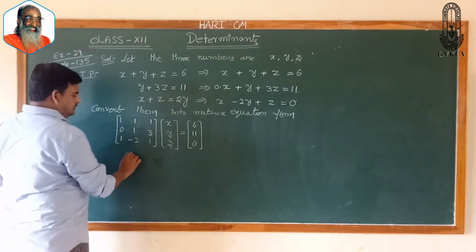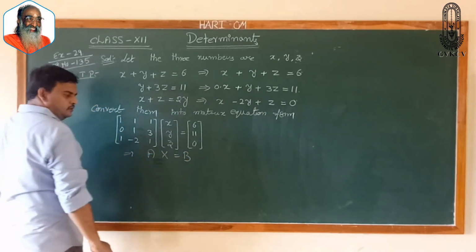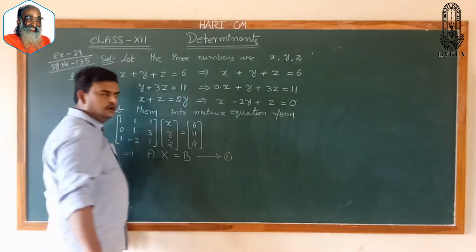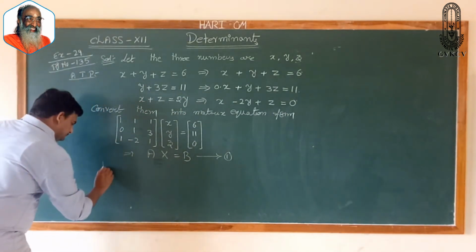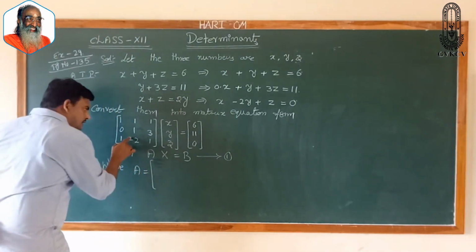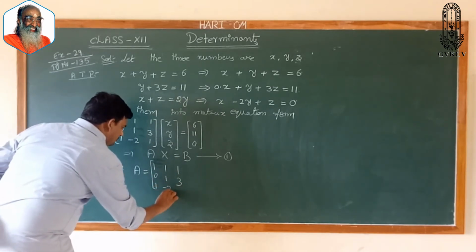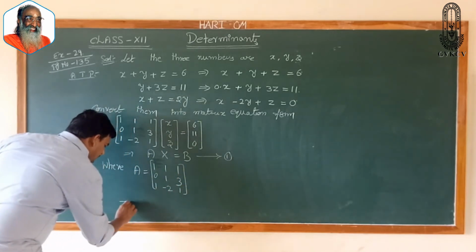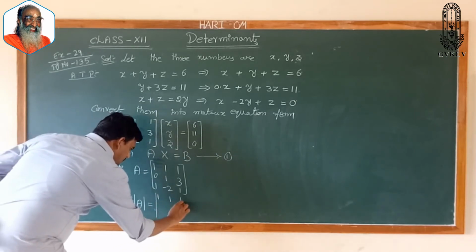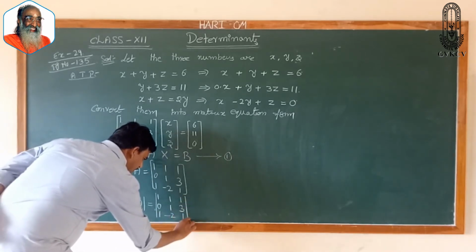These are the constant matrix. So as we know, it is in the form of what? Ax is equal to b. If you want, you can assume it as equation number 1 also, where A is equal to, what is the A matrix? 1, 1, 1, 0, 1, 3, 1, minus 2, 1. Now we need to find its determinant. That is, determinant of A is equal to 1, 1, 1, 0, 1, 3, 1, minus 2 and 1.